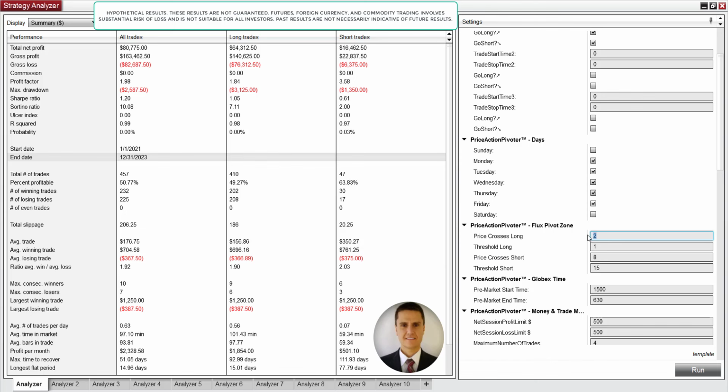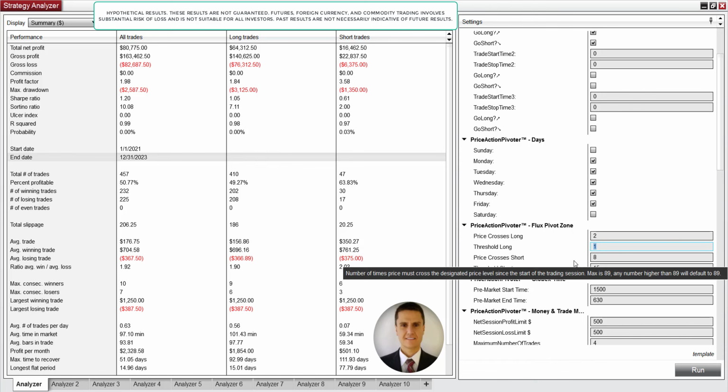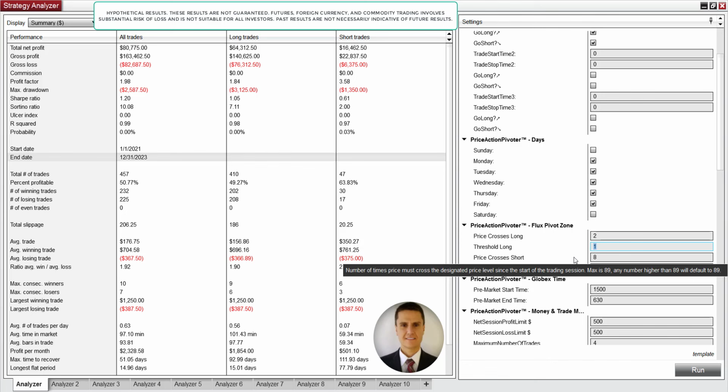If it crosses it twice, and the last bar that it crosses on is higher than the high of 1 bar ago, so the low has to be higher, the close of the price has to be higher than this. Okay, so it has to be higher than 1 bar ago. That's the threshold. That's what that means on the long side.